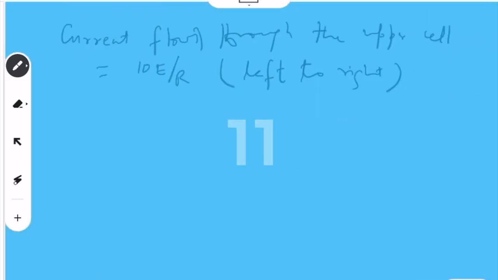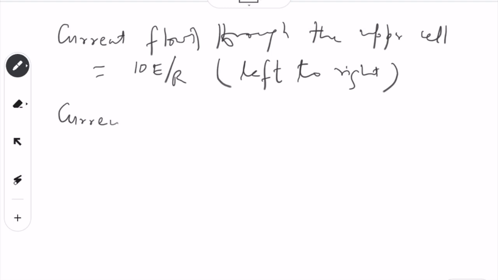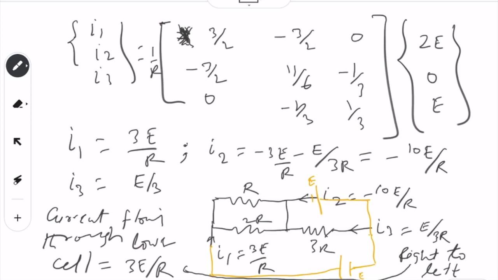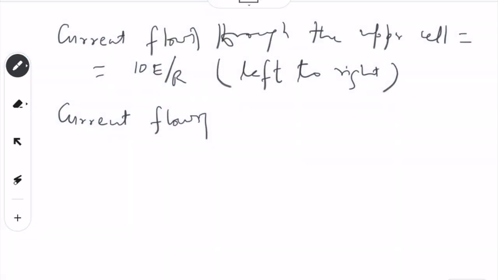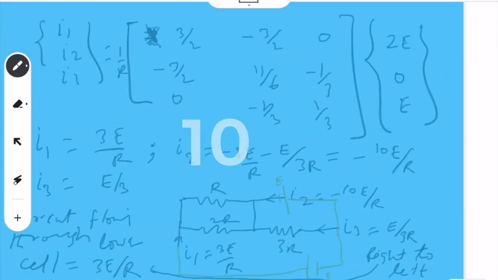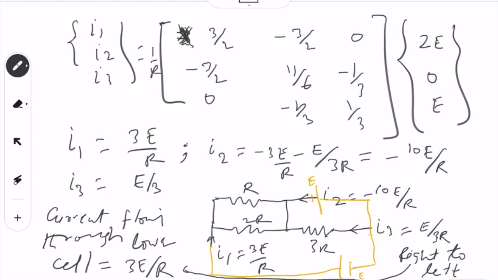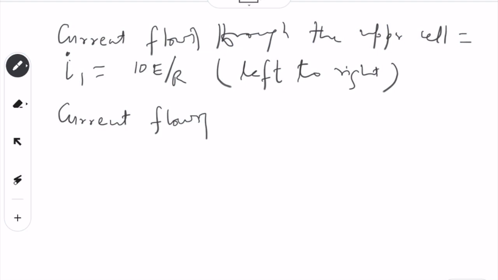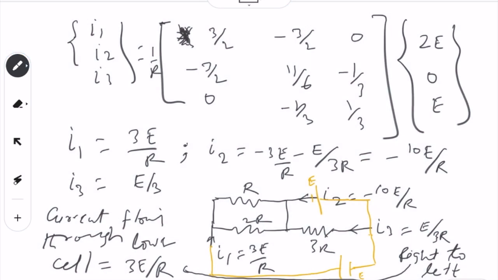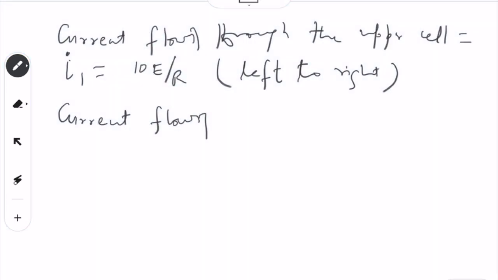So the current flowing through 3R, you can say the current flowing through the upper cell is I2. Okay, so this should be I2. So we say minus I2, let us write minus I2. Why minus I2? So that we have a positive term, and hence we write like this one. Okay, left to right.